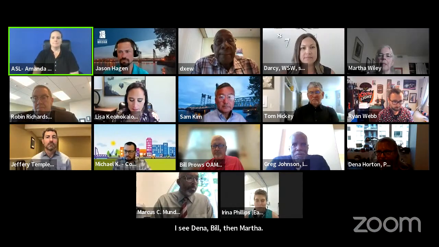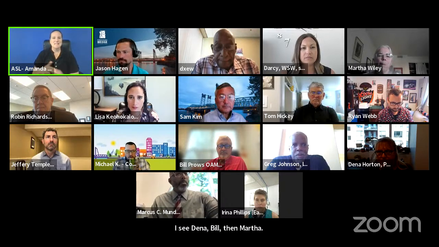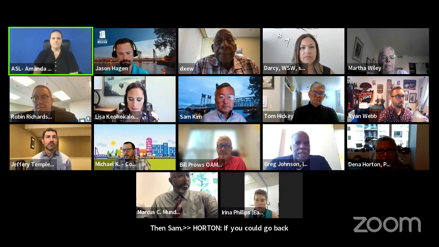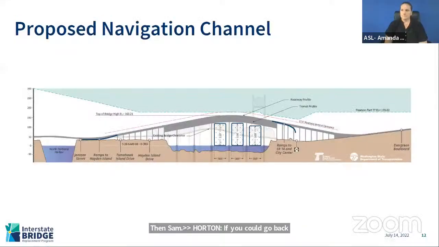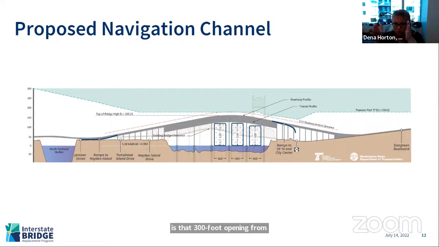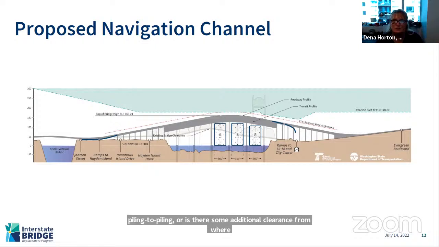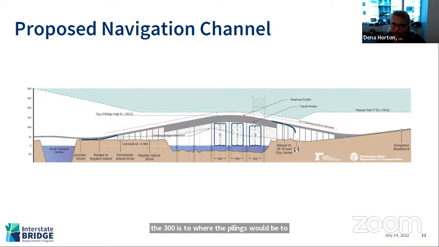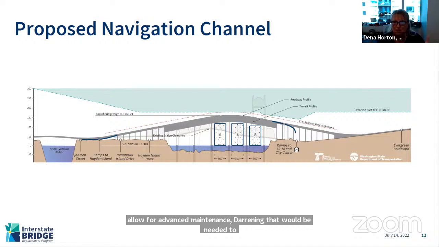So Dina. Thank you. If you could go back to slide, I think it's number 12. Okay. There you go. So is that 300-foot opening from piling to piling, or is there some additional clearance from where the 300 is to where the pilings would be to allow for advanced maintenance dredging that would be needed to maintain the channel depth for ships passing under the bridge?